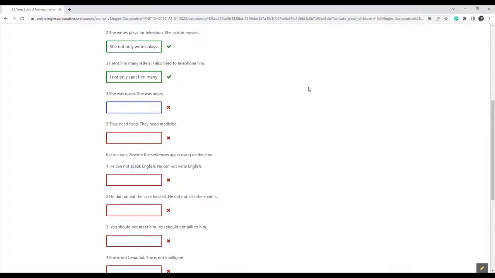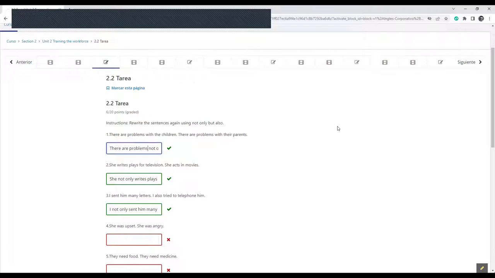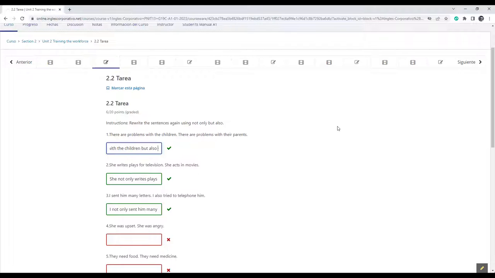I think we saw that. The first one, teacher? What's up with the first one? There are problems not only with the children, but also with their parents.